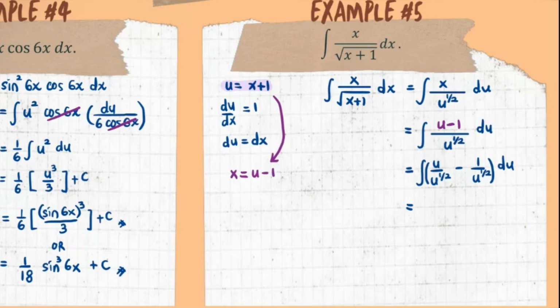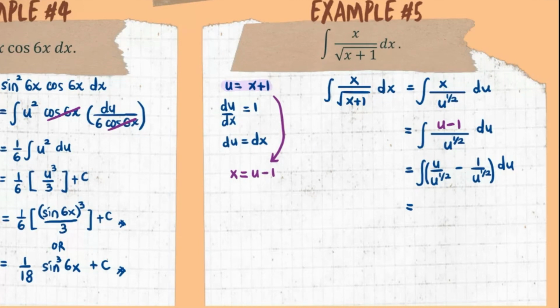Madam, seterusnya, ya. Kenapa kita perlu asingkan? Asingkan dia sebab kita nak differentiate dia asing nanti. So ini dia akan jadi satu term seperti ini. Kita nak integrate dia asing nanti. Sebabnya bila u over u to the power of half ditolakkan dengan 1 over u to the power of half ini, saya boleh simplify the function into one variable saja, u.